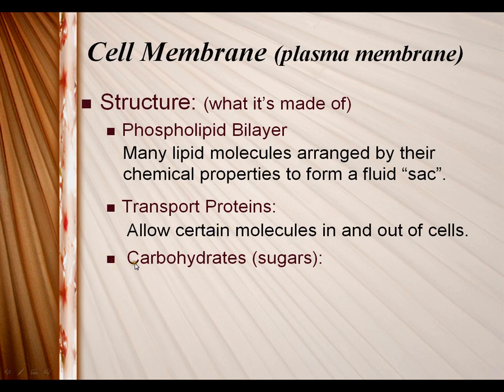The other component is carbohydrates, also called sugars. And these carbohydrates act as little tags to identify the cell. So our immune system functions partially on these tags and recognizes the cell as part of us or not.